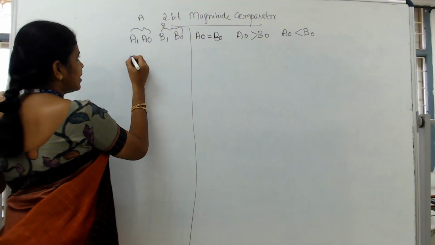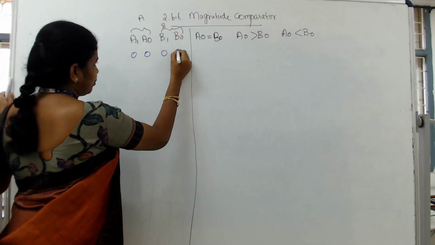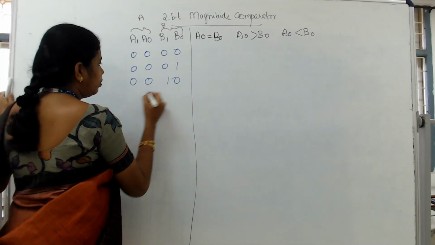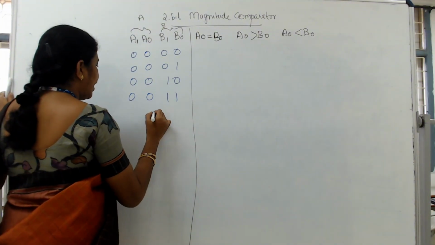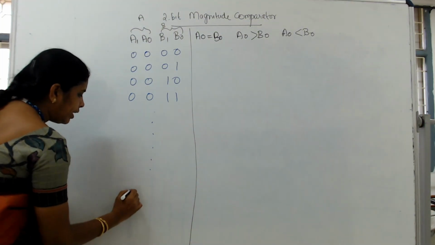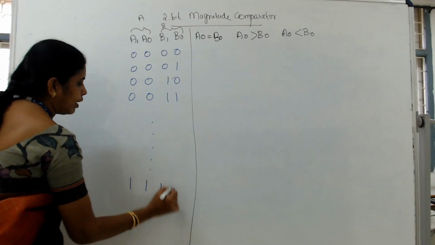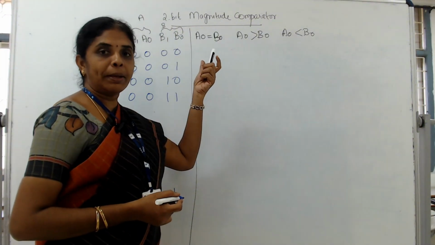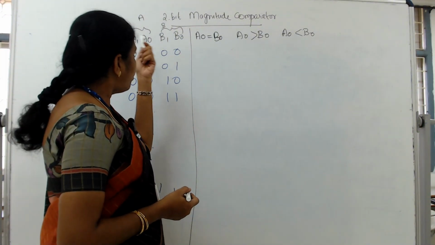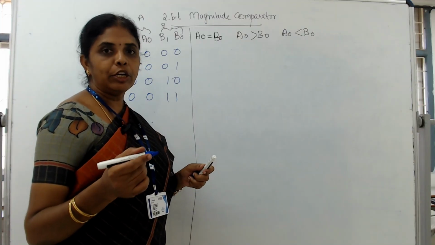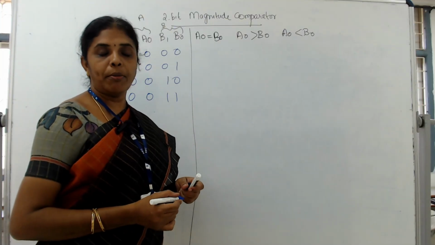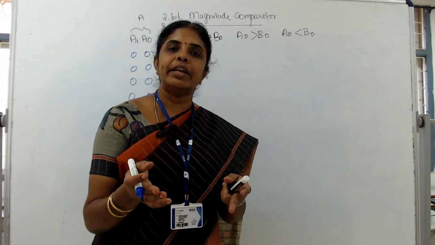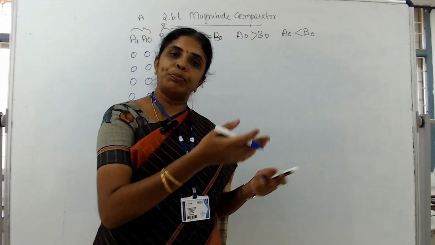So the combinations are 0 0, 0 0 0 1, 0 0 1 0, 0 0 1 1, etc. The combination goes up to 1 1 1 1. So if it is a 2-bit magnitude comparator, there are totally 4 inputs: A1, A0 and B1, B0. So you may have up to 16 combinations. It is possible to write the truth table for 16 combinations and you can analyze the output equation.